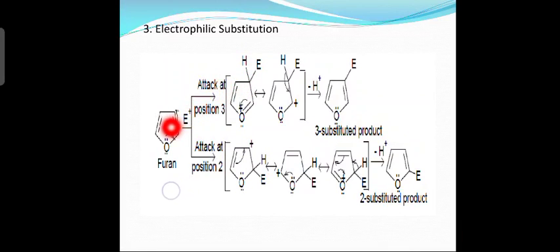H was already there, but we have not written it here. H was already there, so CH and then E. Now when these electrons get shifted over here, this carbon becomes positively charged. So the lone pair of electrons from this section get shifted over here, forming a double bond. That's how you get the double bond here.